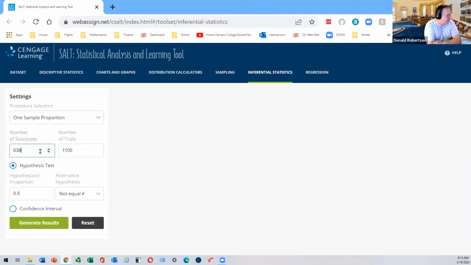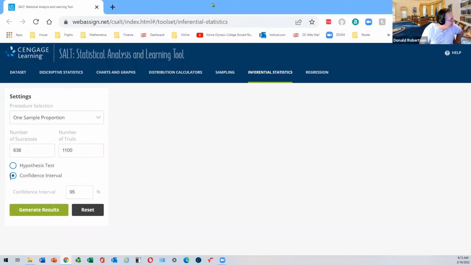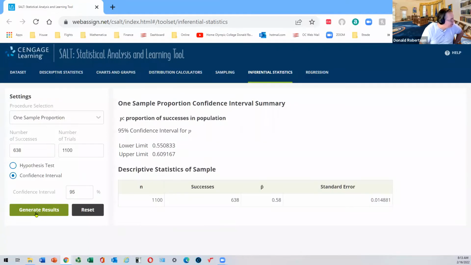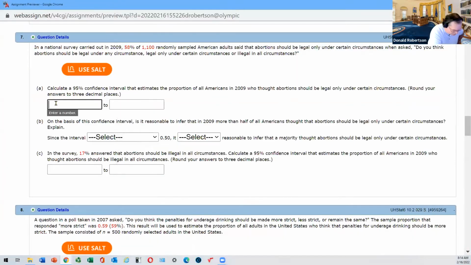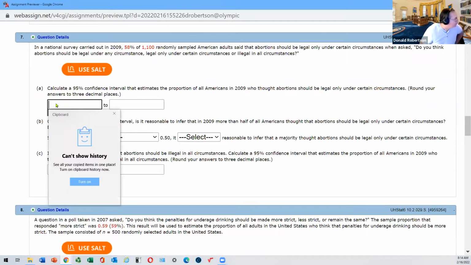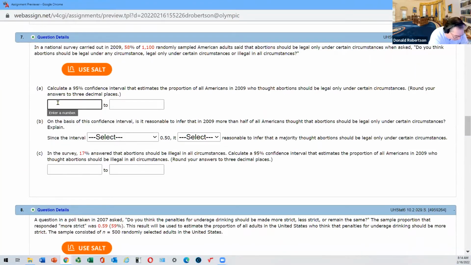So that might be the only thing you have to do outside of SALT, right? You might have to find the number of people. And confidence interval. And this one wants, there's a surprise, 95%, generate results. So the answer would be this decimal. That's interesting. There we go. That didn't work. Let's try that again.